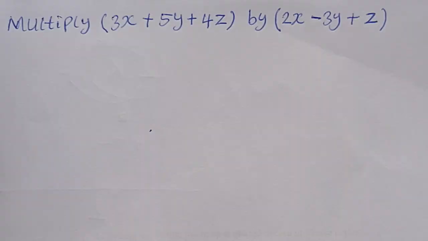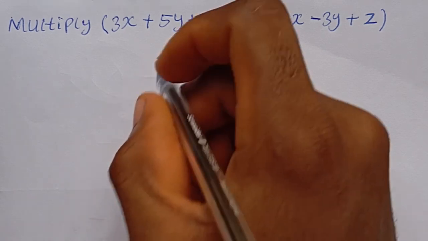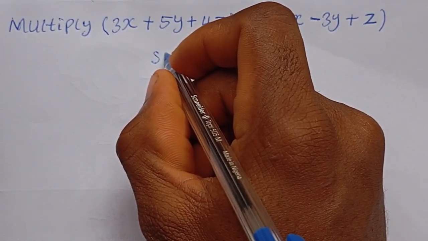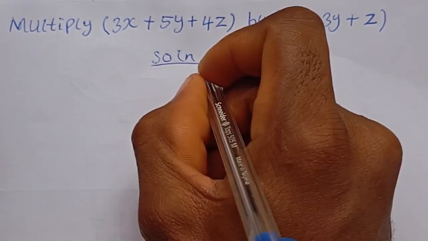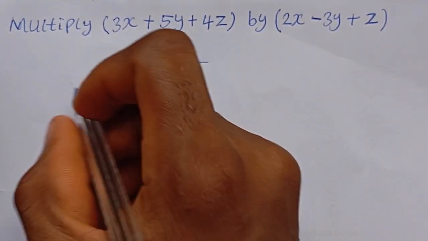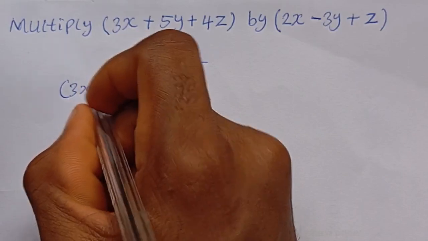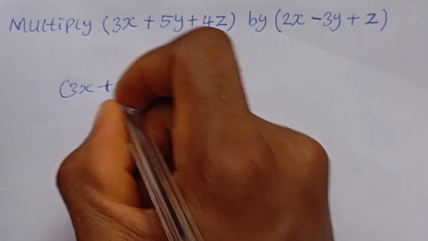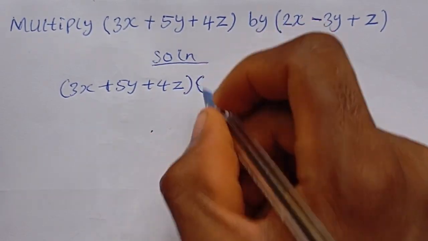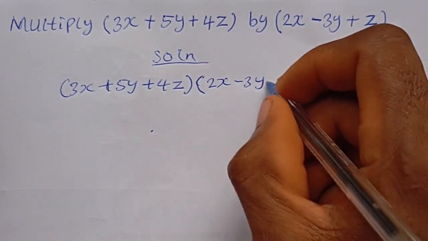Multiply 3x plus 5y plus 4z by 2x minus 3y plus z. It's very simple. First, we have what? Solution. Then you write down this, you copy: (3x plus 5y plus 4z) times (2x minus 3y plus z).